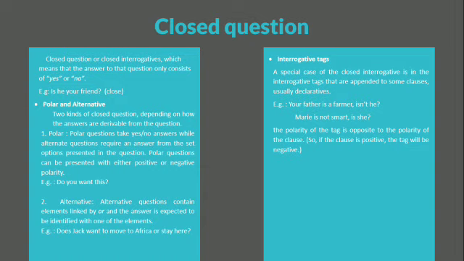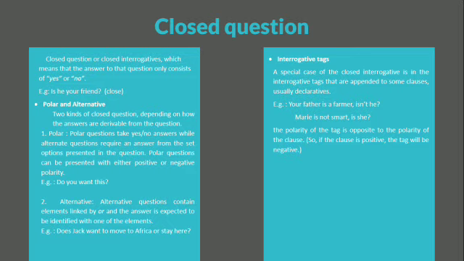So there is information and then the question, and the polarity of the tag is opposite to the polarity of the clause. So if the clause is positive, the tag will be negative, just like the example. The clause is positive, your father is a farmer, and then the tag is negative, isn't he? Or Mary is not smart, is a negative clause, and then the tag question is positive.